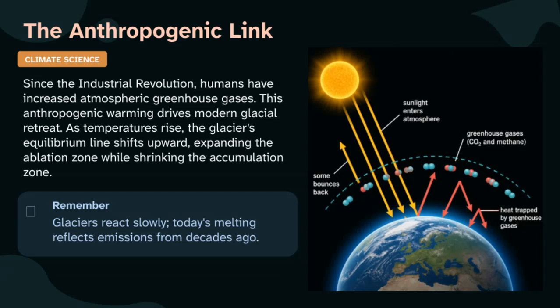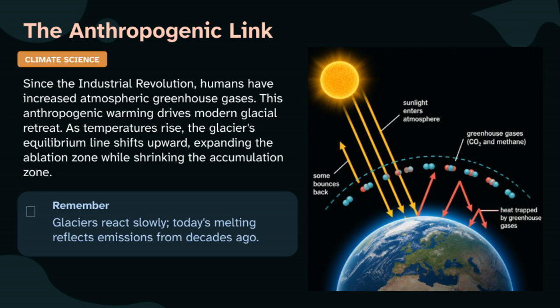Now we are moving into the climate science. Since the Industrial Revolution, human activity has increased the amount of greenhouse gases in the atmosphere. These include carbon dioxide, methane, and nitrous oxide. Greenhouse gases trap heat in the atmosphere.